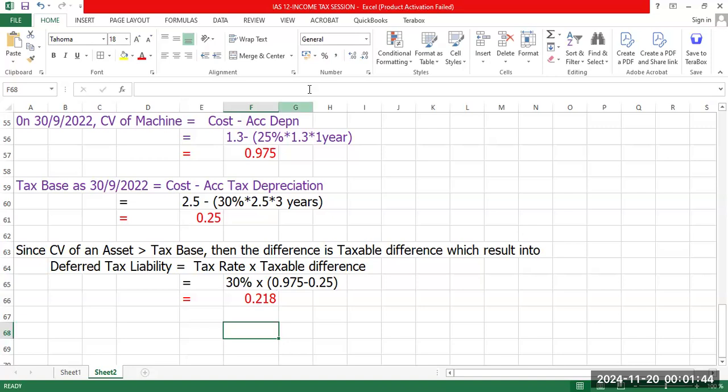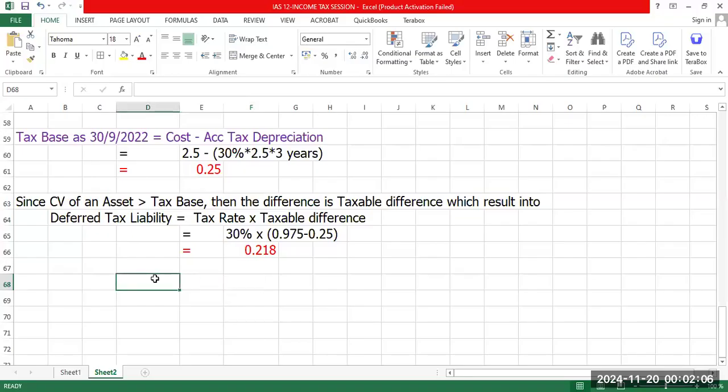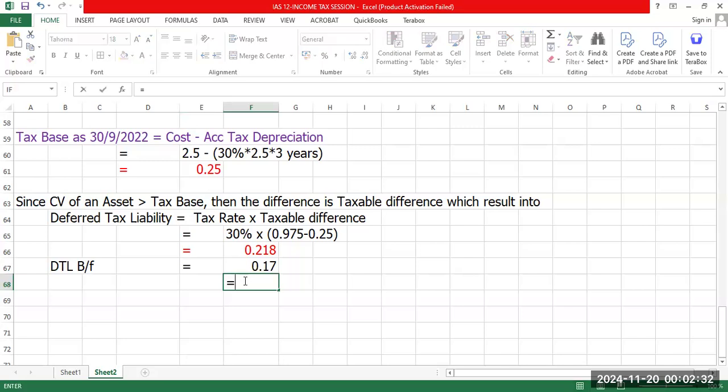Now, remember, in the question, we have what? A deferred tax liability brought down. So you compare and see whether you have an increase or a decrease. Here you have deferred tax liability brought forward of, in millions, 0.170. So the difference, is it an increase or a decrease? It's an increase.